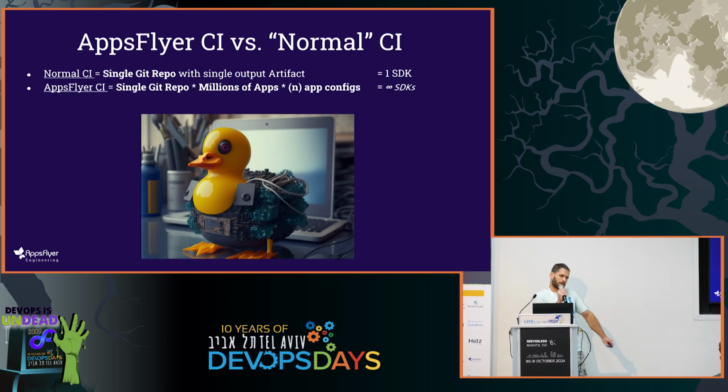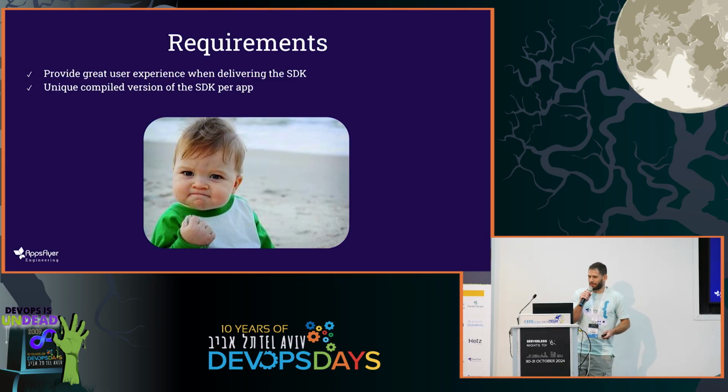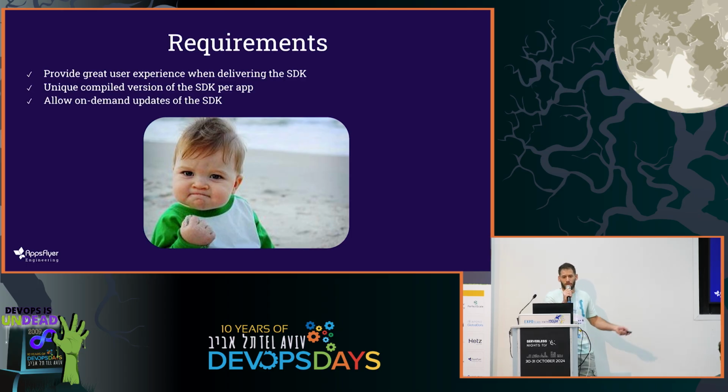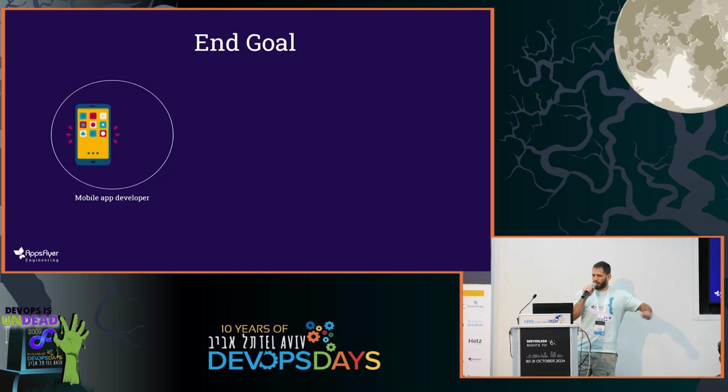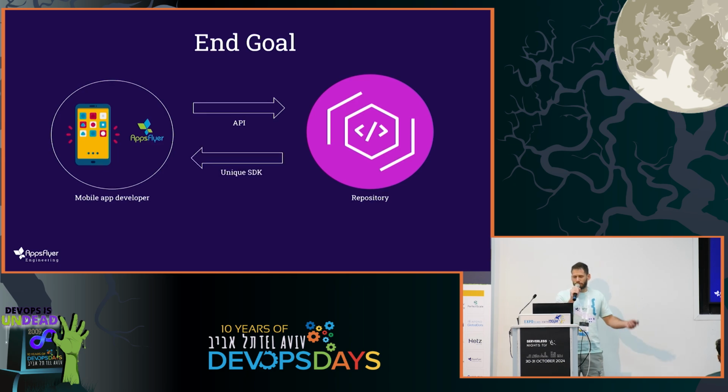Pretty crazy. So after we understand the challenge, let's see the requirements. So first of all, we'd like to provide a great user experience when delivering the SDK. Hopefully, it could be seamless. Every version of the SDK should be unique and compiled per mobile app. And we would like to allow on-demand updates of the SDK. So the end goal is when the mobile app developer builds his app and adds AppsFlyer as the dependency, an API call is going to be made to a repository. And in return, he's going to get a unique SDK just for his app.